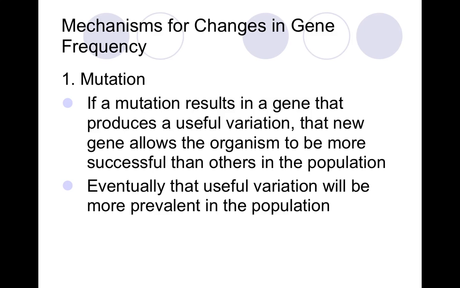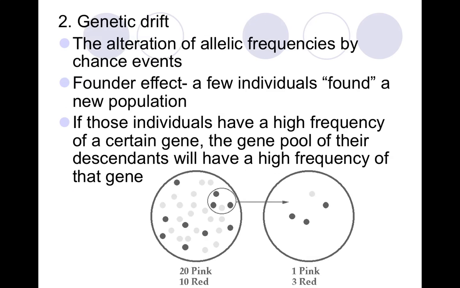Eventually, that useful variation will become more prevalent in the population. So mutation is one way to change the gene frequency. A second way to change the gene frequency is genetic drift. And these are things that change the allelic frequency by chance events.